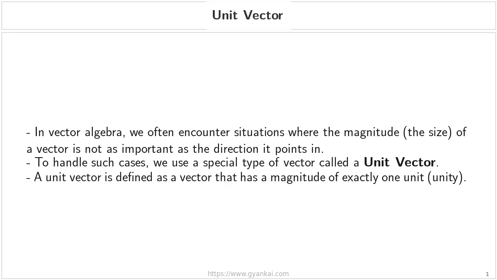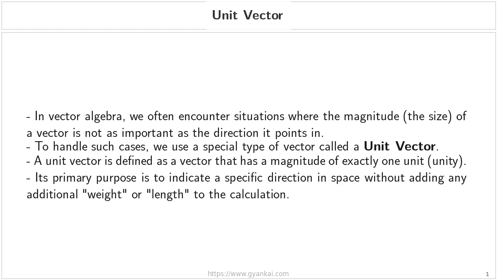So, what exactly makes it special? By definition, a unit vector is a vector that has a magnitude of exactly 1 unit, or what we sometimes call unity. Think of it this way: its primary purpose is to act as a pure indicator of direction in space. Because its length is always exactly 1, it allows us to specify a direction without adding any extra weight or additional length to our calculations. This keeps our math clean and focused solely on the orientation. In the next slide, we will look at the specific notation we use to distinguish these from regular vectors.